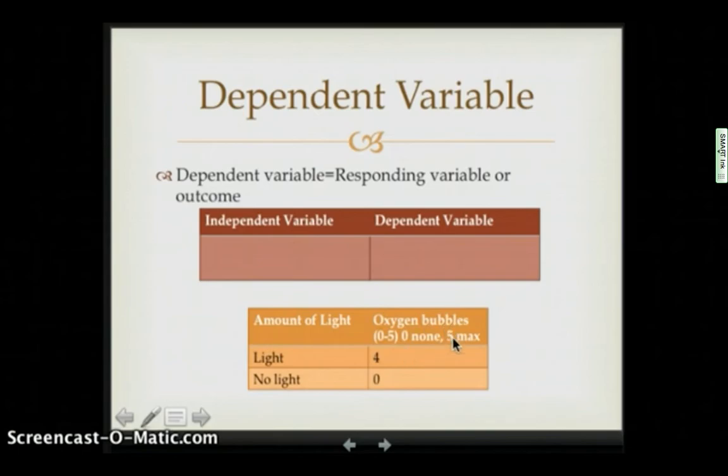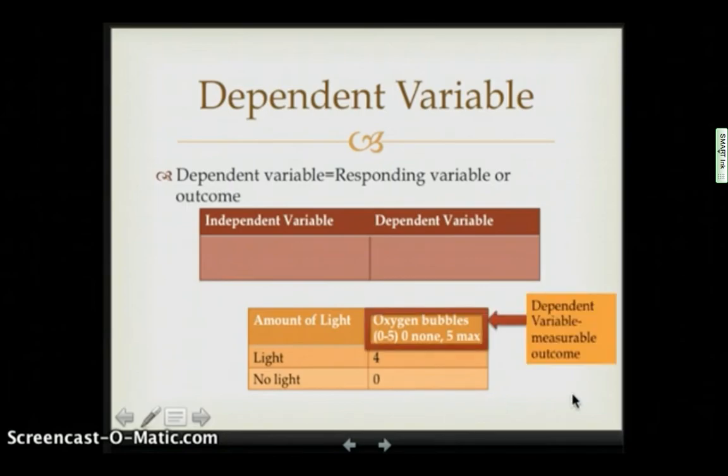The dependent variable in this experiment was whether or not the plant was making food. One of those ways of measuring that is whether or not the plant was making oxygen, so we could count the number of bubbles, 5 being the maximum amount of bubbling, 0 being none, and we'll see that with light, it gave us a 4 for the amount of oxygen bubbles, and with no light, we got a 0. The dependent variable, again, is a measurable outcome. So let's review with some questions.